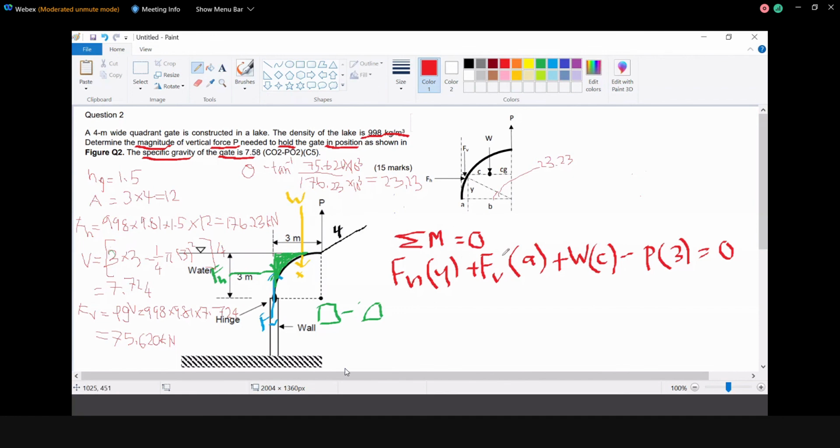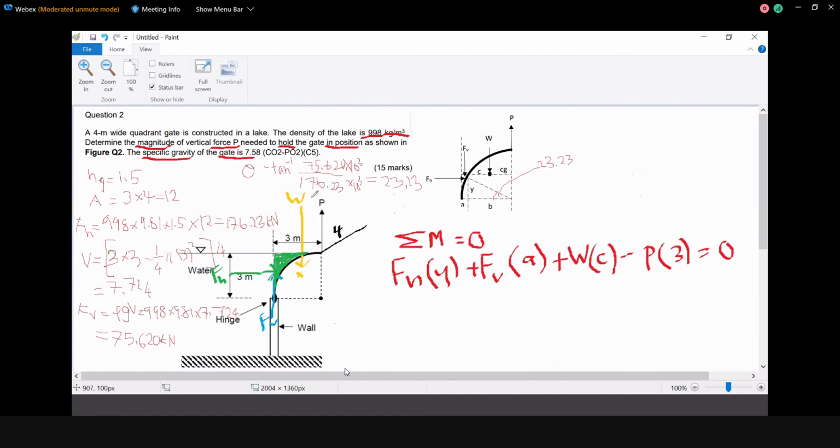Okay, sebab moment ni sometimes ada yang tak faham untuk dapatkan dia punya nilai lah. Okay, so let's move to this one. Next step kita kena carilah nilai Y, nilai A, perpendicular distance je. Nilai C dan juga nilai weight. Okay, let's settle for the force first. So kita nak kira weight.